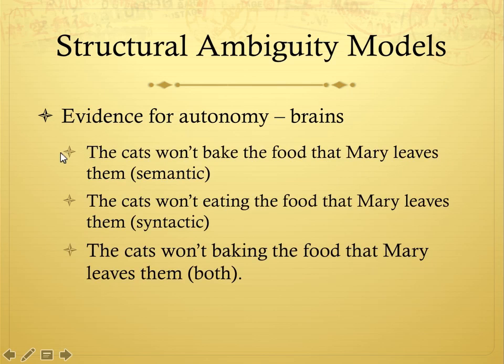The cats won't bake the food that Mary leaves for them. That is a semantic effect because cats aren't baking normally. So you get these effects, these N400 spikes. The cats won't eating the food Mary leaves for them. That's a syntactic effect because eating is the wrong conjugation, although semantically it does make sense. The cats won't baking the food that Mary leaves for them. That's both. So you'll see peaks for both of those.